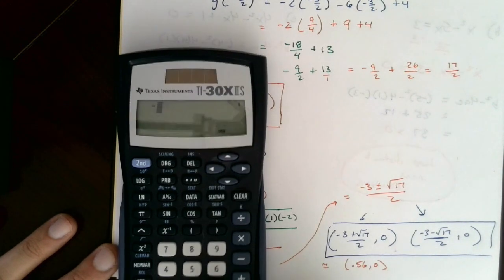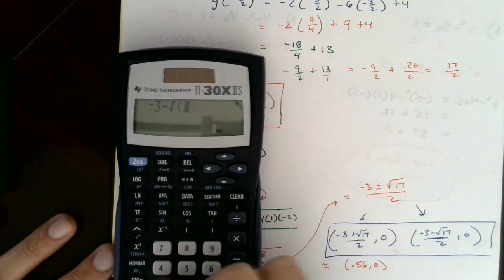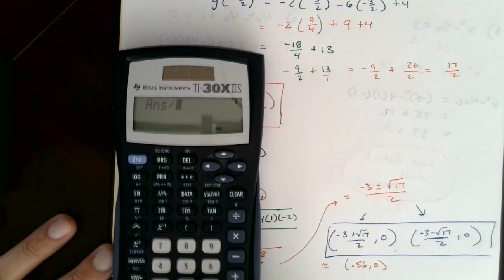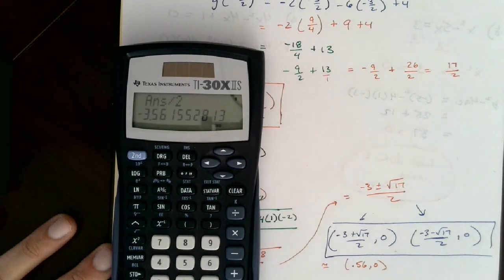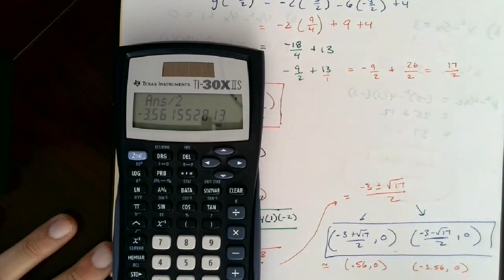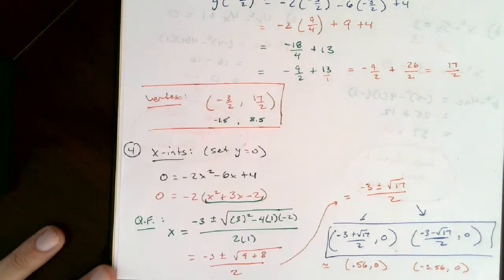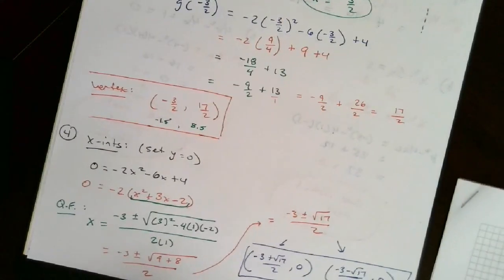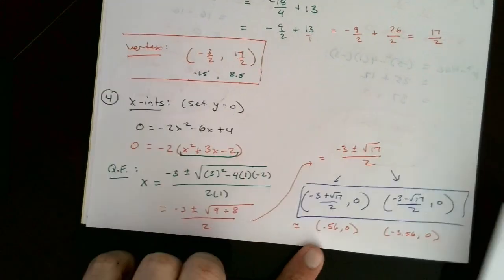We can do the same thing here, negative 3 minus the square root of 17. Make sure you do that first. Hit enter and then divide that number by 2, and I get this is approximately negative 3.56, comma 0, right? So the y value is still 0 here. So if I wanted to plot these intercepts on my graph, it's easier to look at these as decimals and put them on the graph.